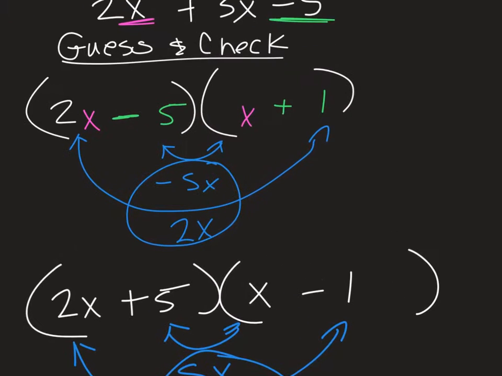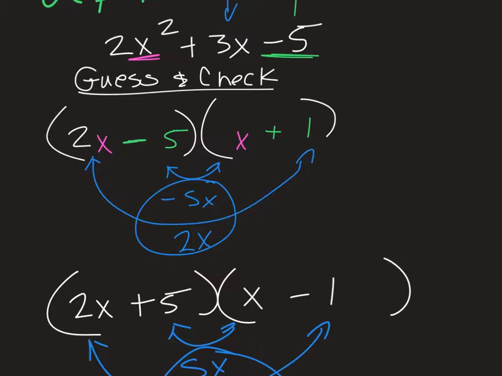Because when I multiplied negative 5 times x and got negative 5x, and then positive 2x times 1, I got a negative 3x instead of the positive 3x. You needed to go in the middle. So I almost got the right thing. So that's how I knew my next guess just needed to be the signs flipped.